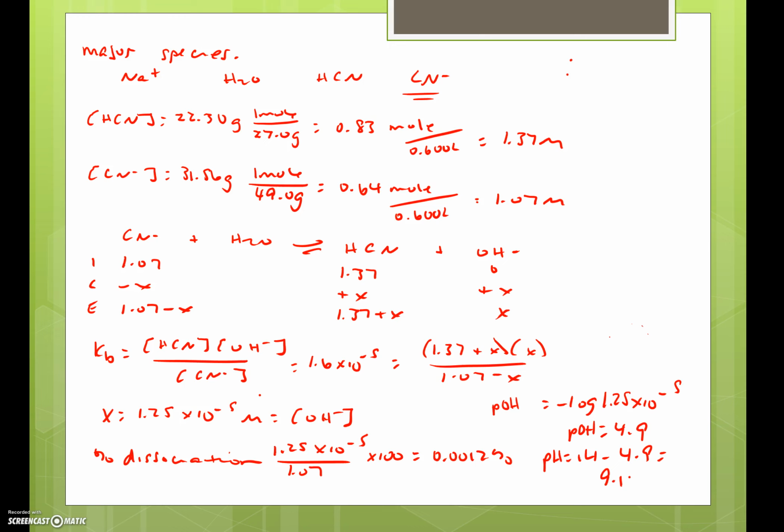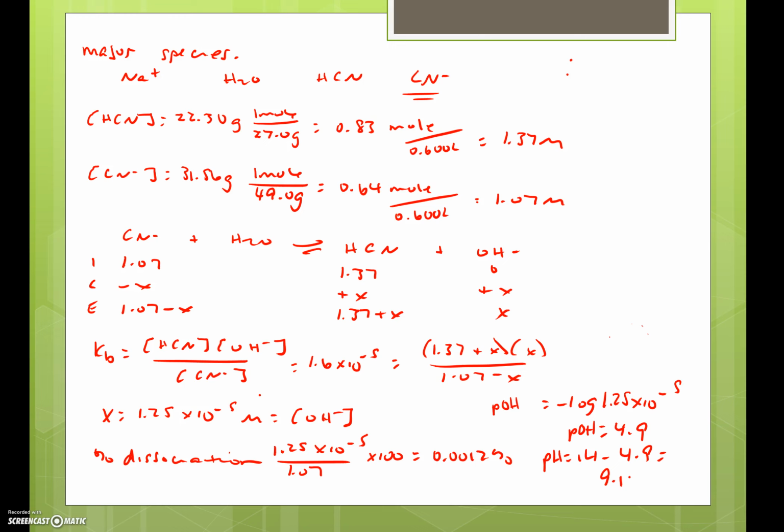So first we want to list the major species that are in the solution. We've got sodium cyanide, and we know that that's going to dissociate into sodium ions and cyanide ions. We've got water, and we've got hydrocyanic acid. Well, water has a K value of 1 times 10 to the minus 14. Hydrocyanic acid has a K value of 6.2 times 10 to the minus 10. And cyanide ion has a Kb value of 1.6 times 10 to the minus 5. And that's determined by taking the Ka and dividing it into Kw.